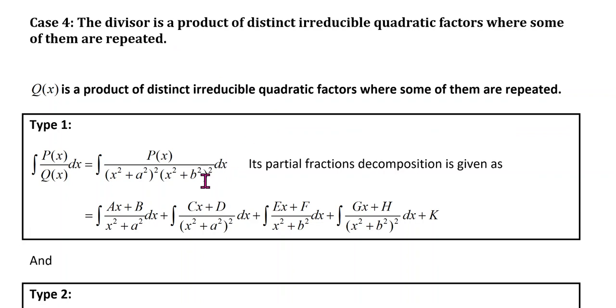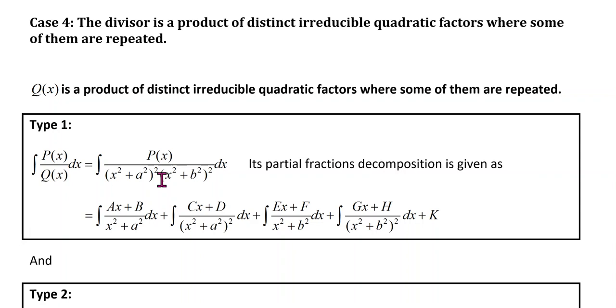The quadratic factors will look like this. You have Q of x. An example of Q of x is the quantity x squared plus a squared, all squared, times the quantity x squared plus b squared, all squared. So you can see x squared plus a squared is repeated 2 times.